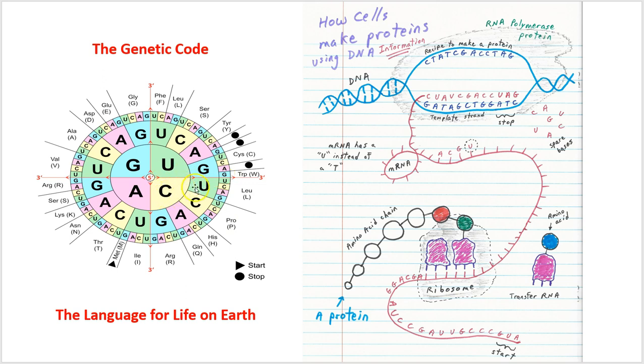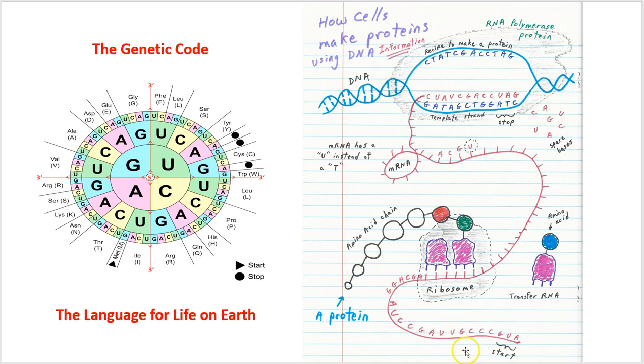And if we were to use the code here to figure out the identity of this first amino acid, well, the first triplet in messenger RNA is AUG. We go to the A quadrant in the inner ring, and then the U, and then the G, and that's methionine. So this first amino acid is methionine. The next triplet, CCC, will be proline. So this amino acid is proline.